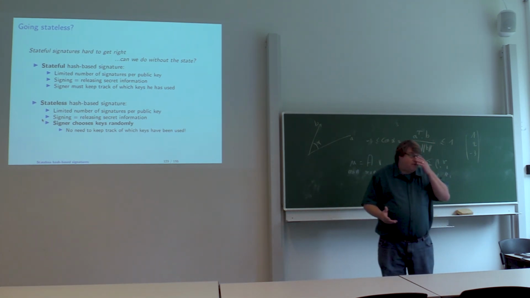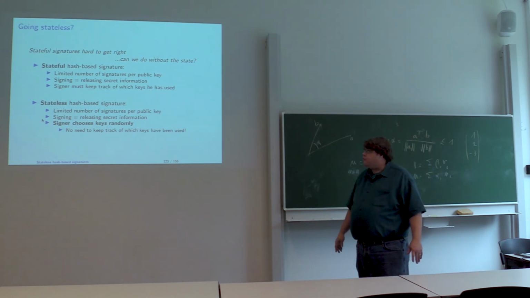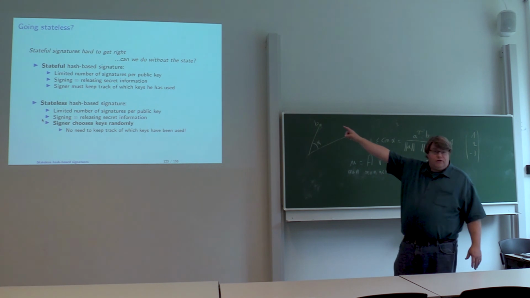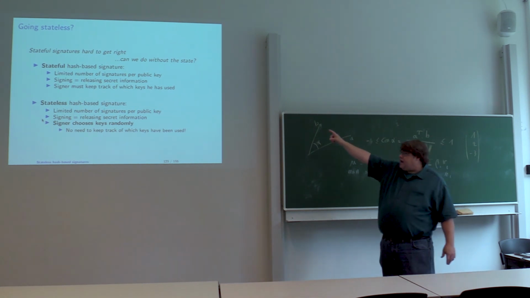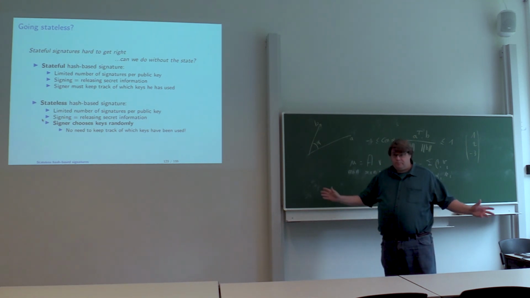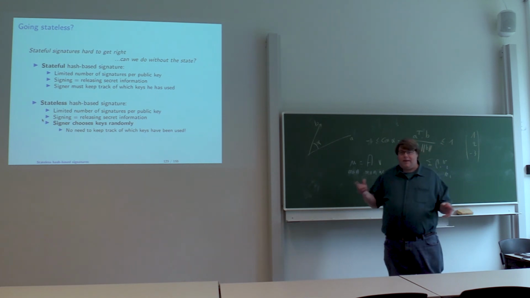And I want to point out, even though we're going to do without the state, it's still very much like the stateful schemes we've seen before. Limited number of signatures on a given public key. Same. Signing is releasing secret information. Just the same. We're going to generate our private key. It's going to be random numbers. Our public key is basically going to be hashes of things.